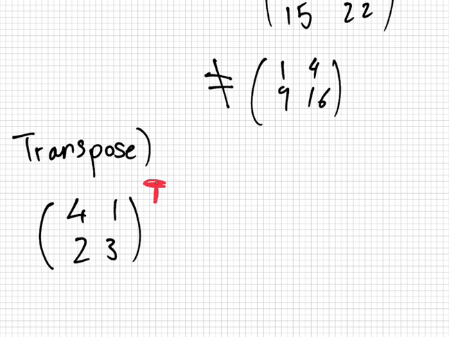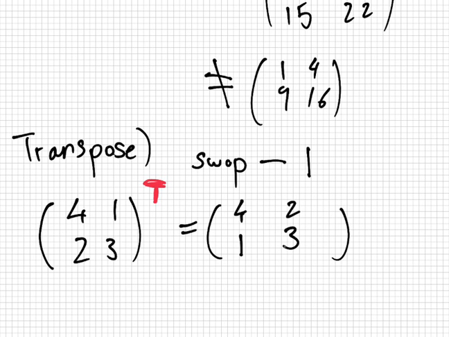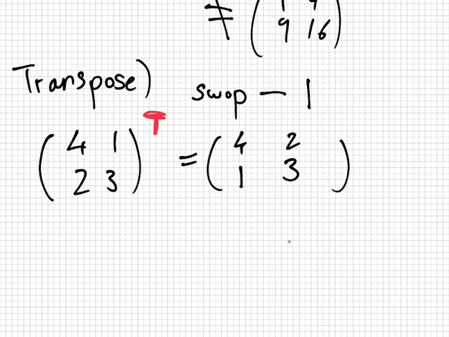When you have a little t up the top here, it's not a power, it means transpose. And what that means is you swap the rows with the columns. You do a swap. So for example, instead of 4, 1 here, it's 4, 1 down. And instead of 2, 3 across, it's 2, 3 down. That's all. So here's another example.